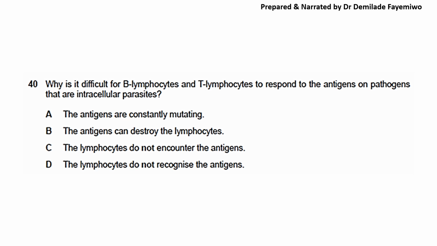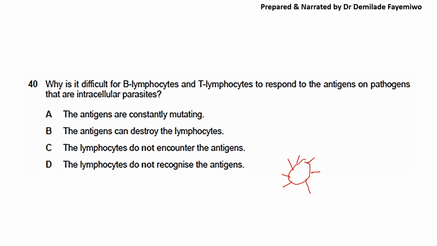So let's see over here. The antigens are constantly mutating. That's not true. Antigens don't mutate. So always remember that the antigens are what's present on the surface of the cell. All right, so if this was some scary cell, those lines on top of it would be antigens, and they don't necessarily mutate. The antigens can destroy the lymphocytes. That again is not necessarily true.